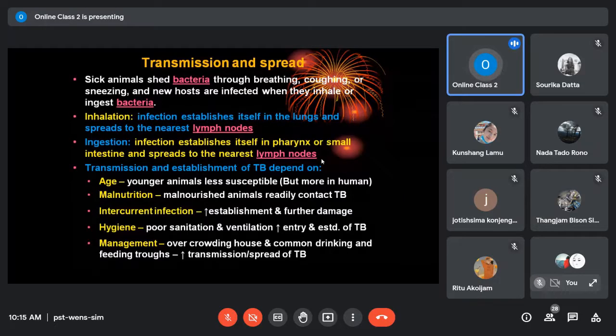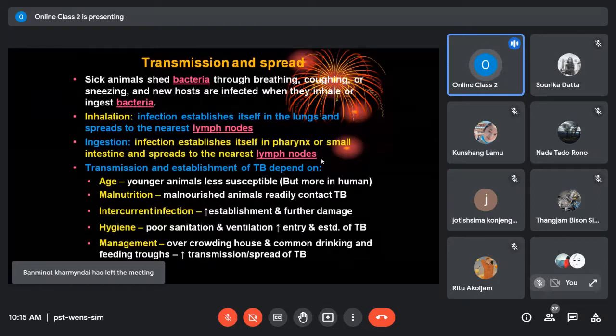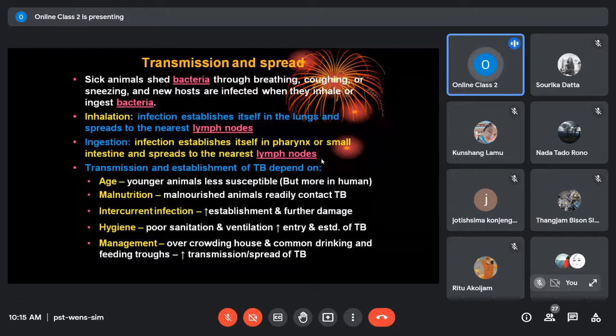Then hygienic condition, number four. Poor sanitation and poor hygienic condition as well as poor ventilation: when the animals are kept in that condition, that will increase the entry and establishment of this infection. And lastly, the management practices, like keeping animals in an overcrowded house, or common drinking and feeding troughs, where they have not been separated from different groups of animals. It is common for all, so that will also increase the transmission and spread rate of this infection.